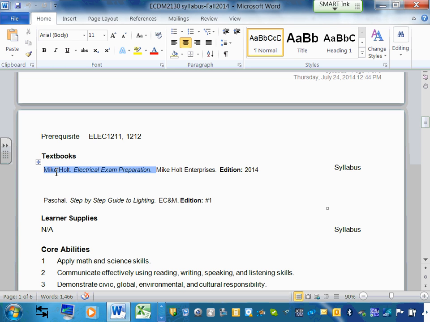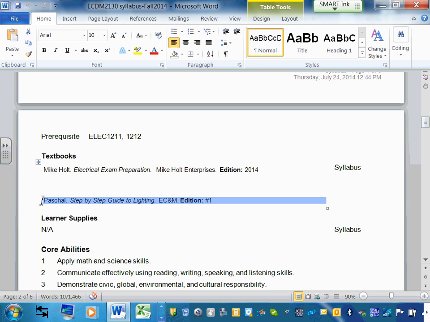I did not ask you guys to buy Mike Holt's book this time because we only use one chapter out of it. But I asked you to use the step-by-step lighting calculation book, this guy. The calculation book is divided into two sections. Section number 1, guys, we're going to go through this book. This is how to do lighting by hand. Nobody does lighting by hand anymore.